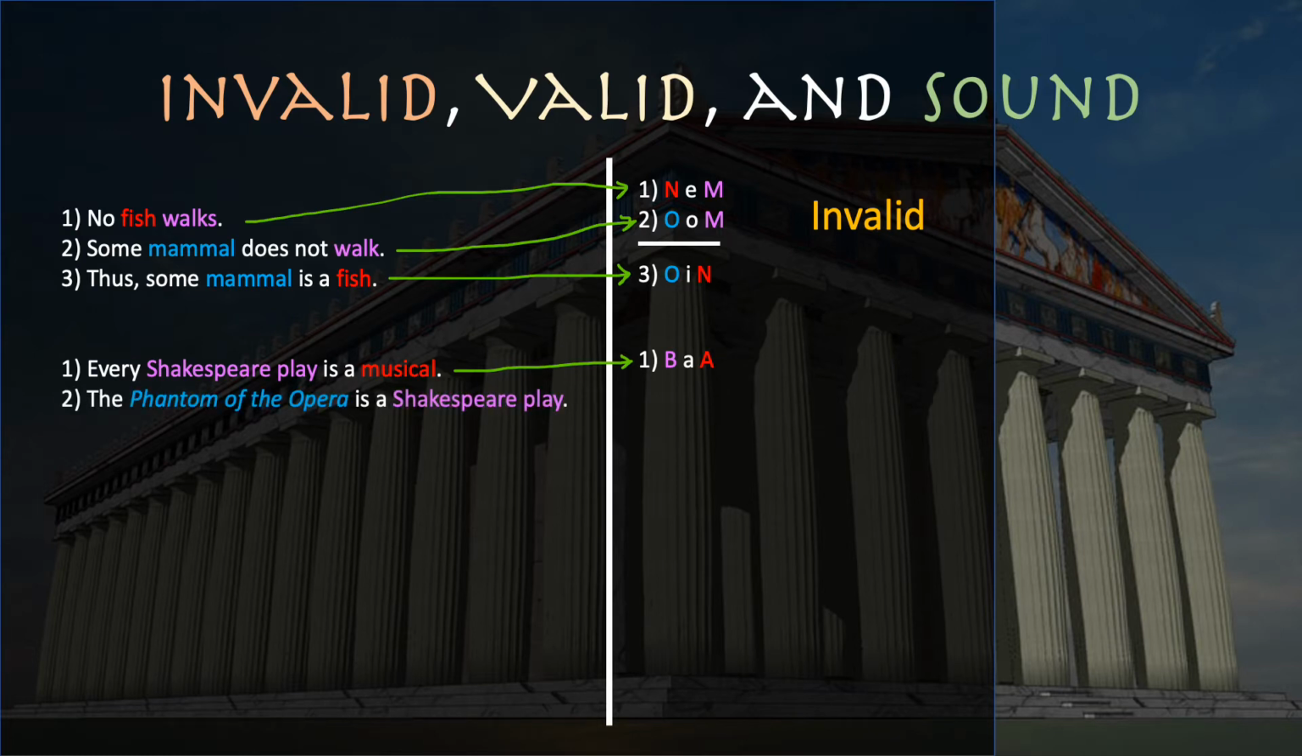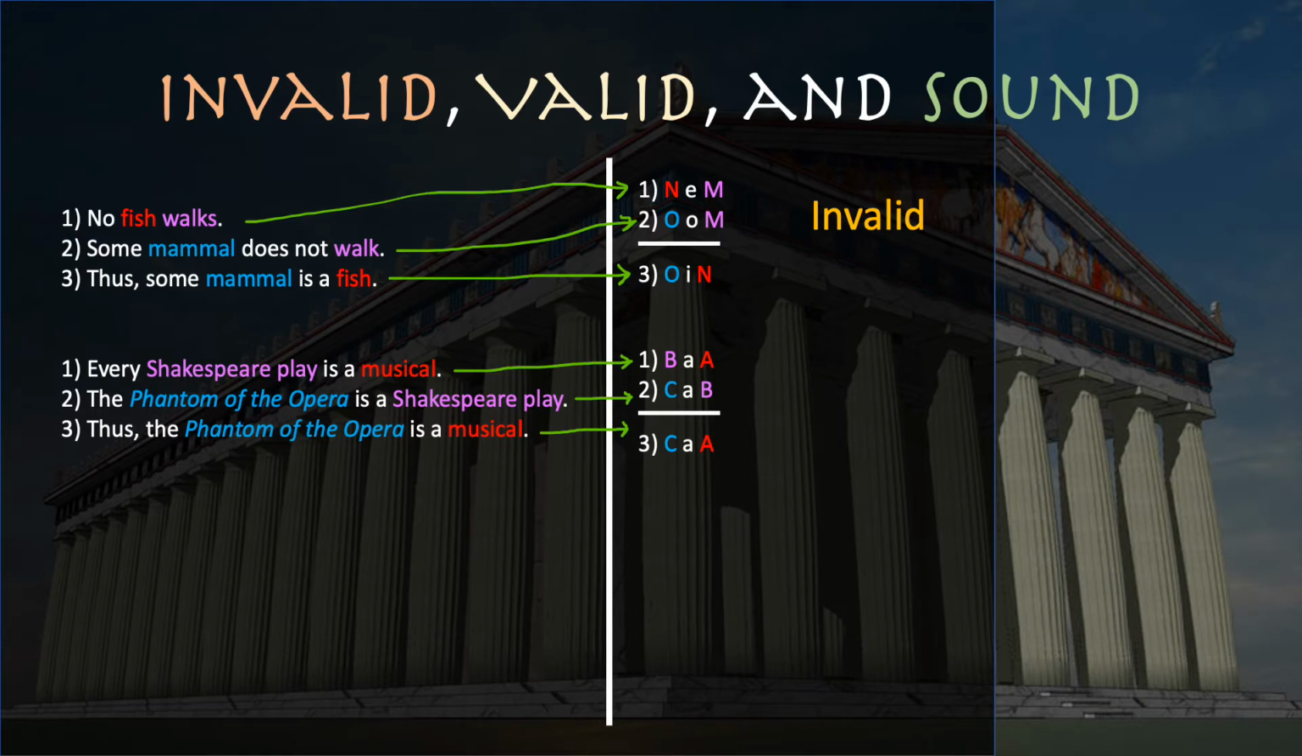Premise 2, The Phantom of the Opera is a Shakespeare play. Again, we use the letter A as a lowercase to represent this proposition because, again, it's a universal affirmative proposition. Conclusion. The Phantom of the Opera is a musical. We symbolize this conclusion as follows. Notice that this is a first-figure syllogism. A first-figure syllogism with all universal affirmative propositions.